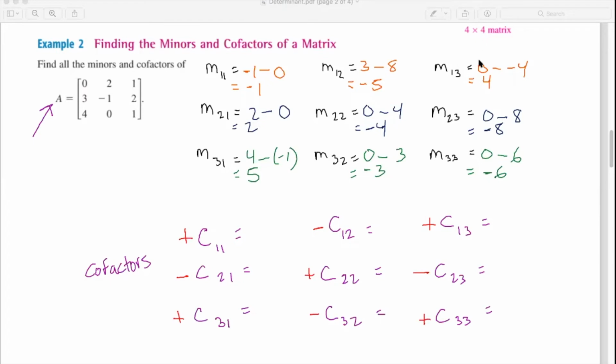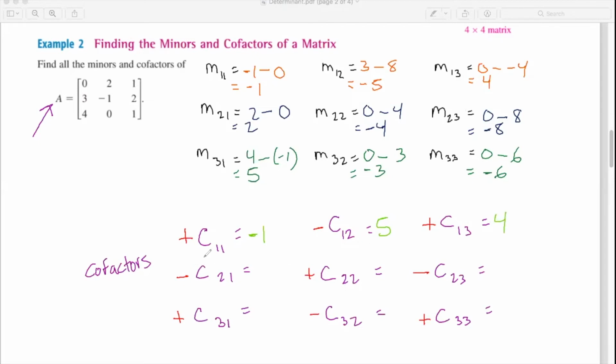So now we are taking the answers that we had for the minors and we're just applying the sign changes. So we're going to keep the same value that we had in minor 1, 1. So this remains -1. But this one here is the opposite sign, so the -5 becomes +5. This one stays the same, so we're going to stick with 4.